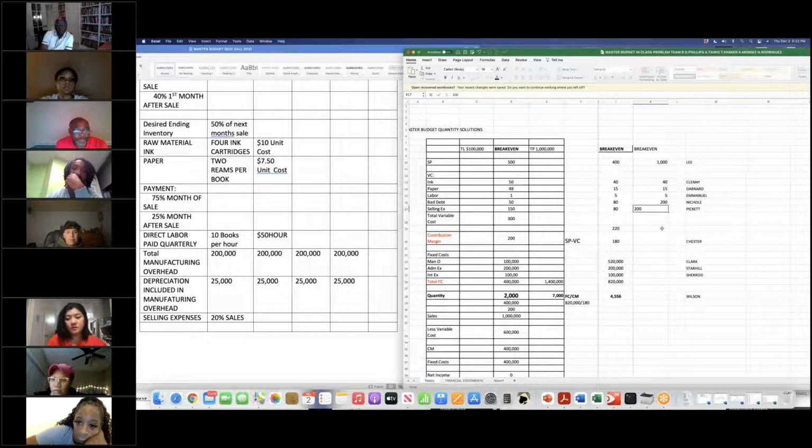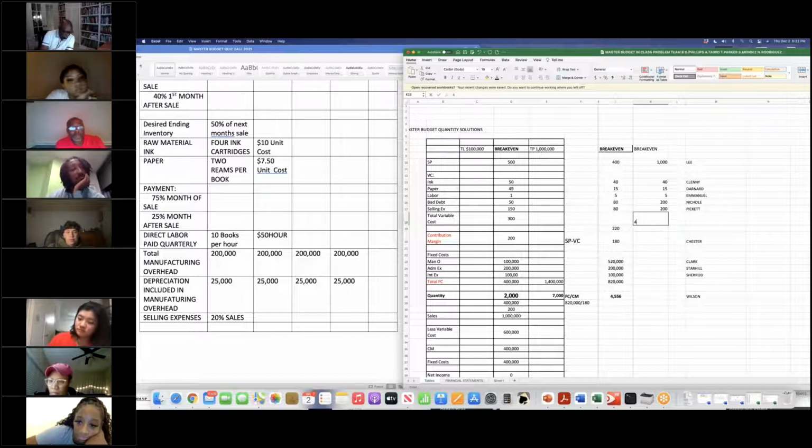So what is our total variable cost? 460. So what's our contribution margin gonna be? 540.